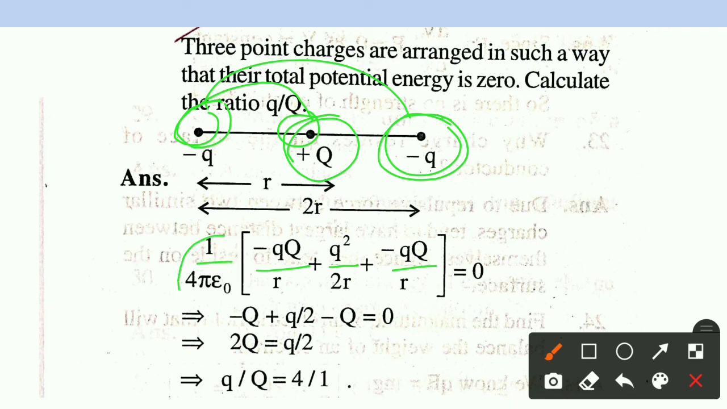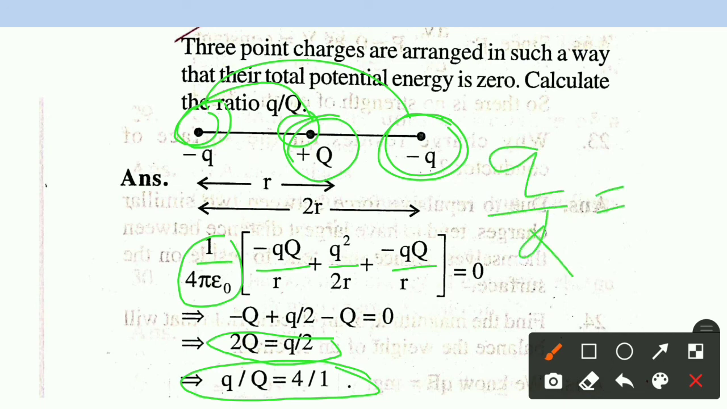Now this goes to 0, and finally after calculation we will get minus q plus q by 2 minus q, it is equal to 0. Now 2q is equal to q by 2. Now small q by capital Q is equal to 4. So the ratio of q by Q is equal to 4 by 1.